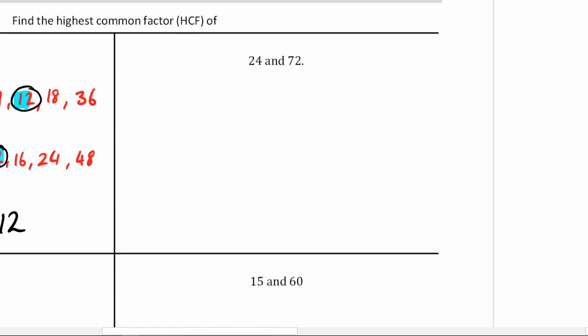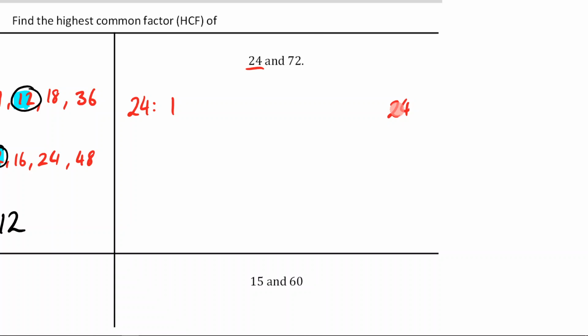And that is when you're asked to find the highest common factor of two numbers, what I would say is the first thing you do is take the smaller number, so in this case 24, and just find all the factors for it, 1 and 24. Even here, we could stop and say, does 24 go into 72? Is 72 divisible by 24? And it is. 24 does go into 72. It goes in 3 times.